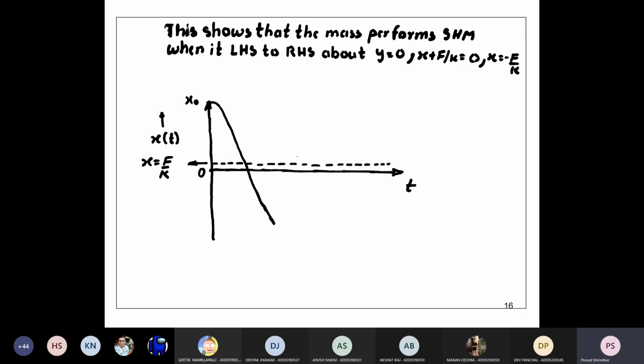So what does this tell you? When y is equal to 0, x plus f by k is equal to 0, so x is equal to minus f by k. That means that for the second half of the cycle, the SHM is performed about this axis. This distance is f by k, and it is negative, that is, minus f by k, because it is below the horizontal axis. So the SHM will be balanced about this axis, and this will go up, something like this.